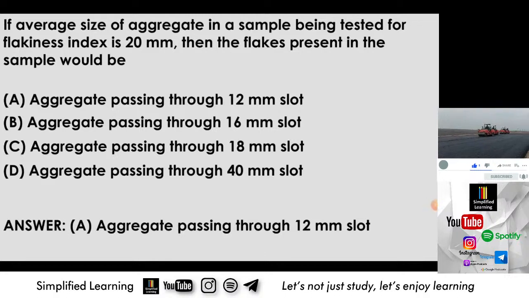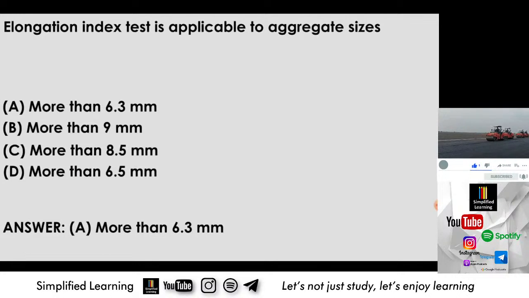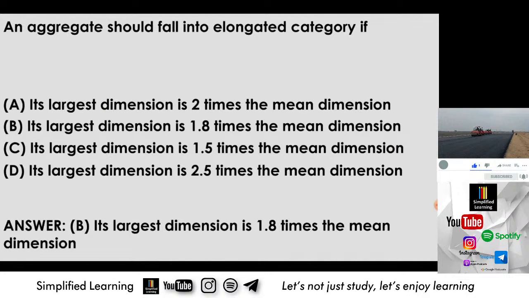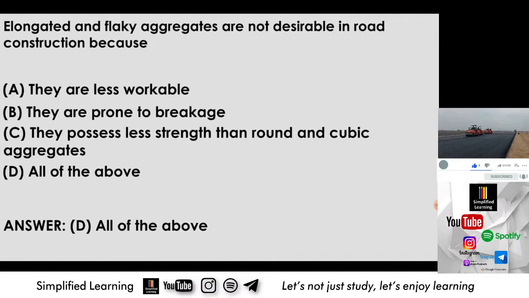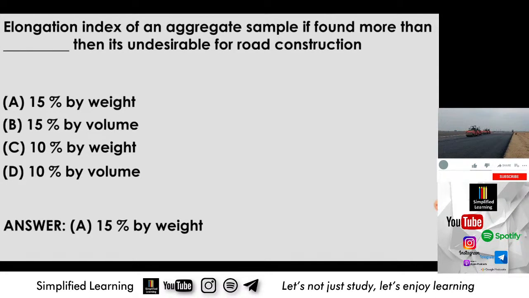If average size of aggregate in sample being tested for flakiness index is 20 mm, then the flakes present in the sample would be aggregate passing through 12 mm slot. Elongation index test is applicable to aggregate sizes more than 6.3 mm. An aggregate should fall into elongated category if its largest dimension is 1.8 times the mean dimension or 80% more than the mean dimension. Elongated and flaky aggregates are not desirable in road construction because they are less workable, they are prone to breakage, and they possess less strength than round or cubic aggregate. Elongation index of an aggregate sample, if found more than 15% by weight, makes it undesirable to use as road material.